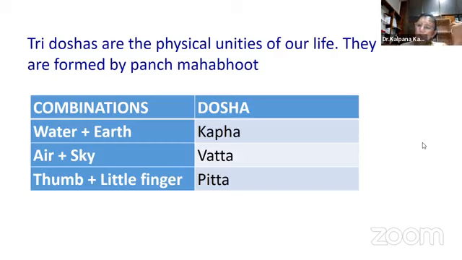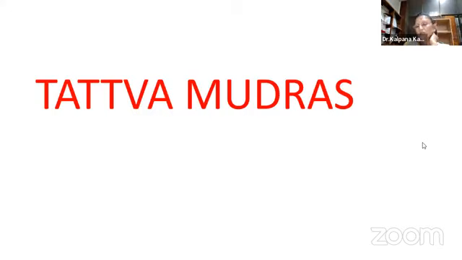Now, when there's more water and earth in a body, then it's a more Kapha body. When there's more air and sky in the body, then it's a more Vata body. And when there's more fire, it's the little finger and the thumb, then the body is more into Pitta. So you have to balance. This is formed by the Panch Mahabhut. Even the 3 doshas are formed by the Panch Mahabhut, according to Ayurveda, Kapha, Vata, and Pitta. The whole Ayurvedic sequence is connected to Kapha, Vata, and Pitta, right? Balancing of these three doshas. And so that is what happens.